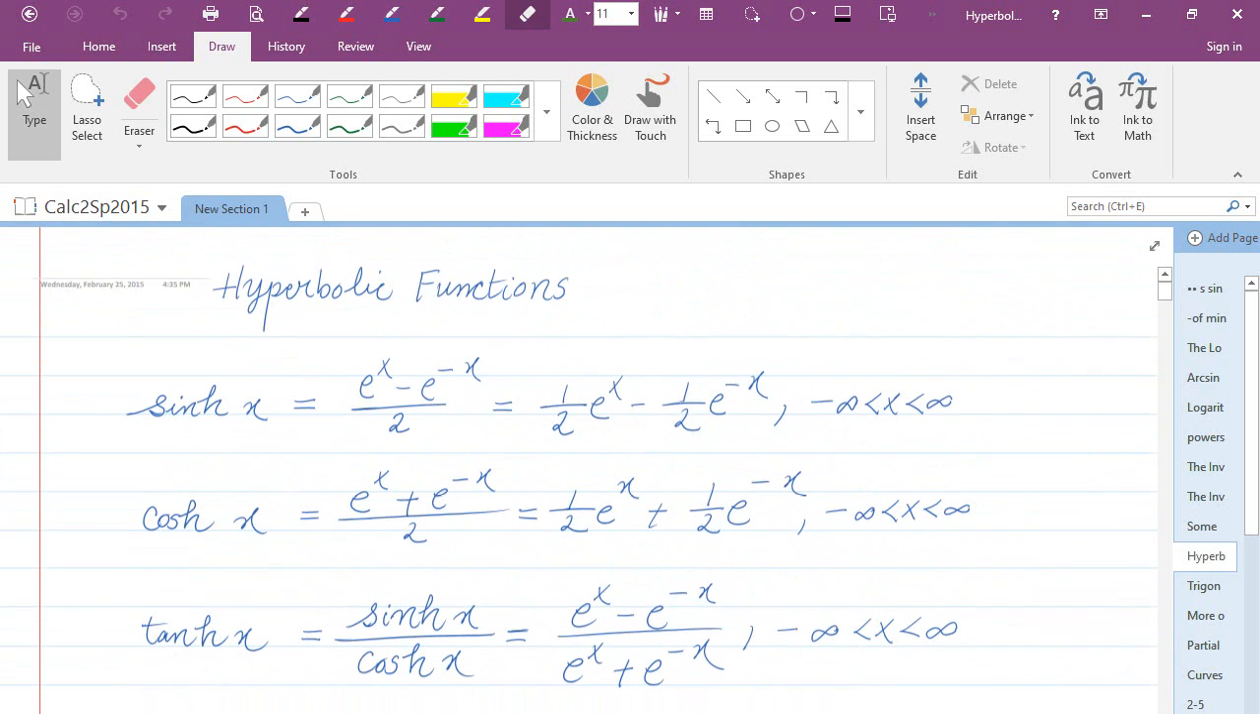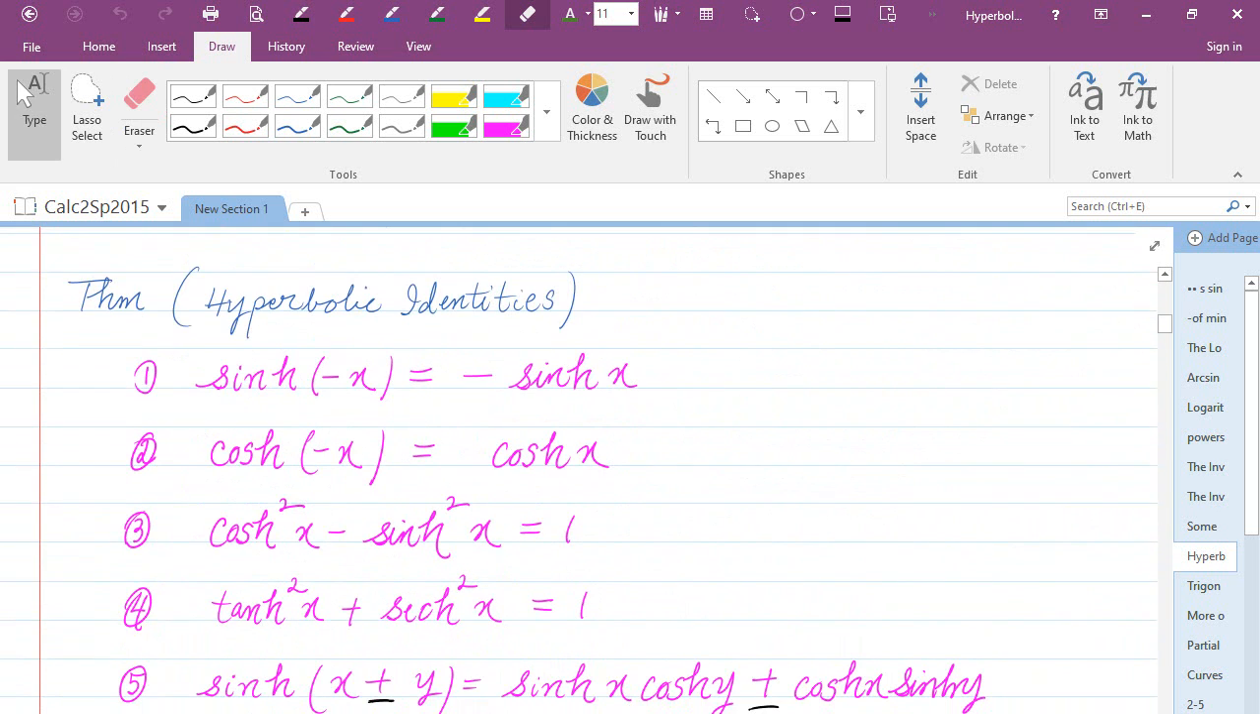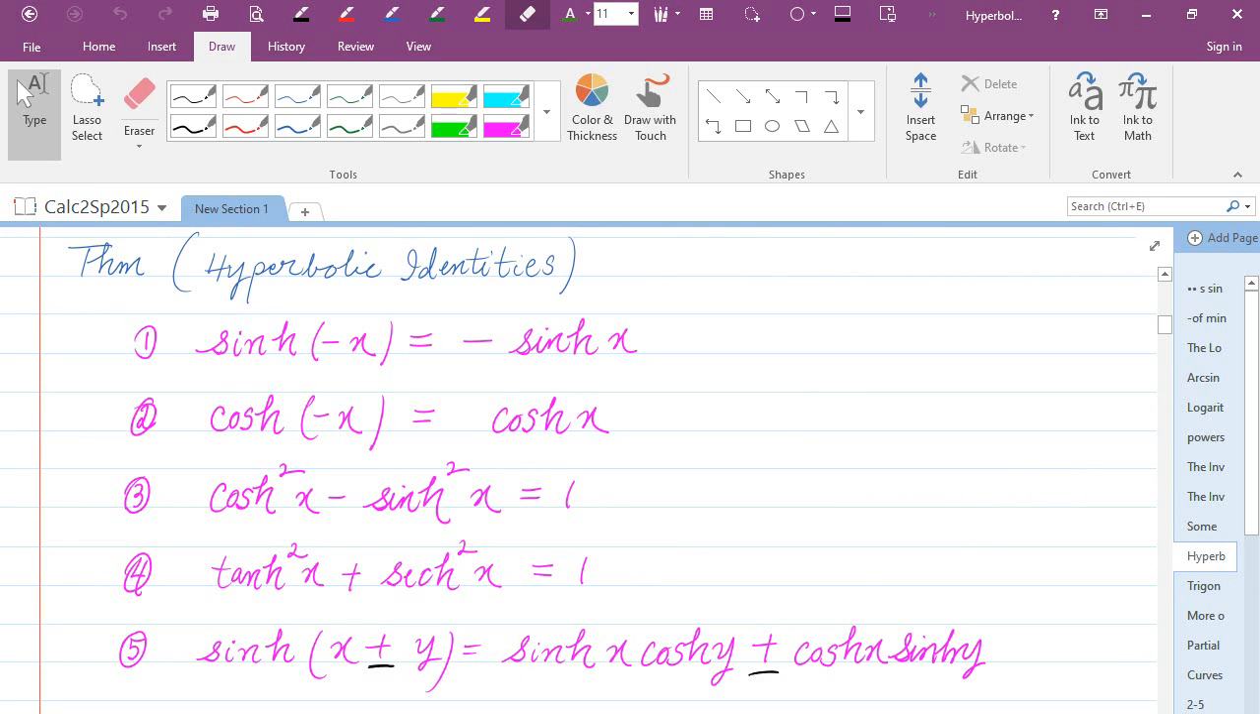Okay, so these are the hyperbolic functions, and they satisfy identities similar to the trig functions. Here I'm going to list out a bunch of identities of hyperbolic functions, and I'm going to prove one of them only, and I'll let you prove the other ones on your own. The first one says the hyperbolic sine of negative x is negative hyperbolic sine of x. The second one, hyperbolic cosine of negative x is equal to hyperbolic cosine of x.